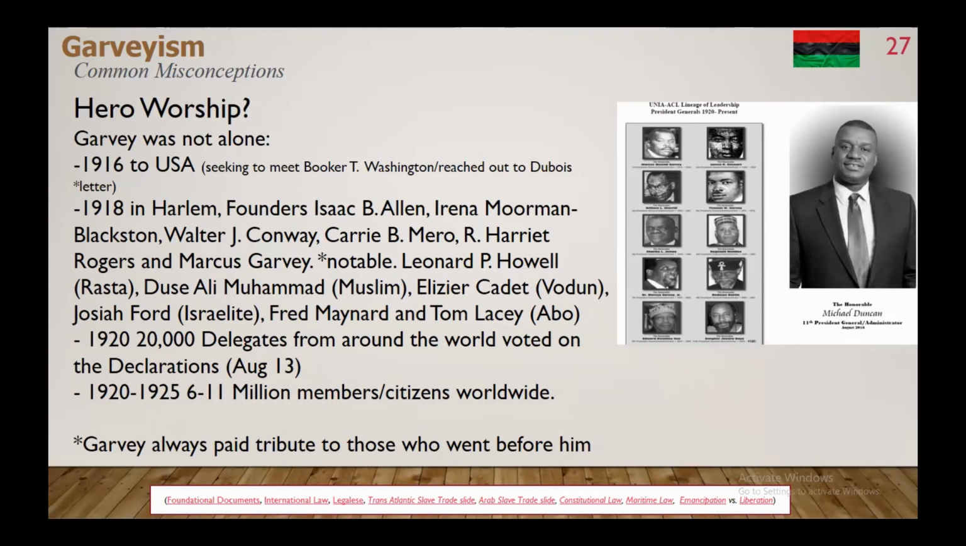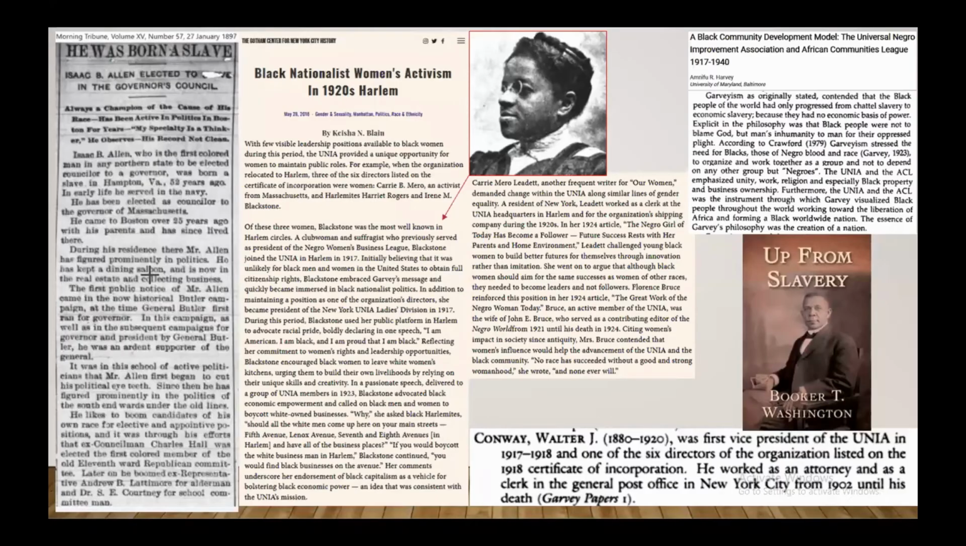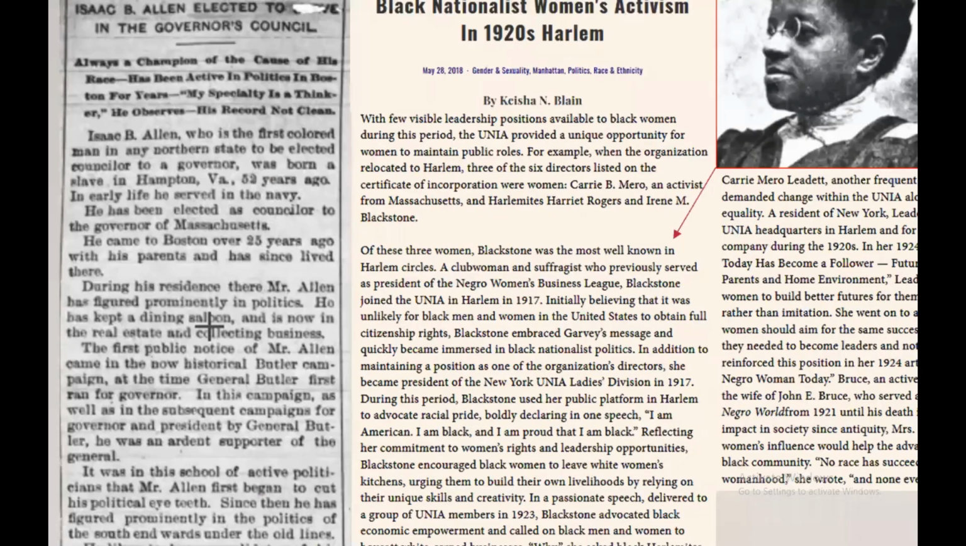In Harlem, the founders were Isaac B. Allen, Irena Mormon Blackstone, Walter Conway, Carrie Merrill, Harriet Rogers. Okay, have we looked into their history? Well, let's take a moment. Here you see the very top, the headline of the story. Let's go over here and check it out.